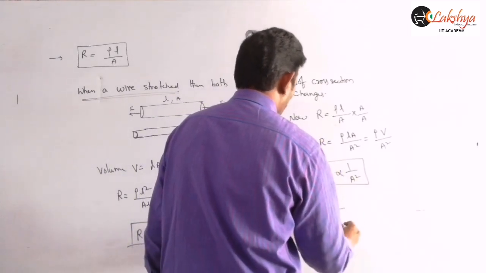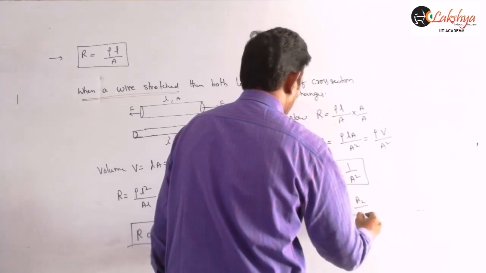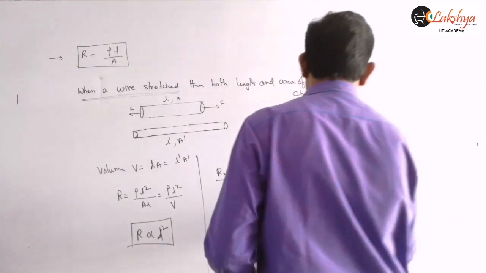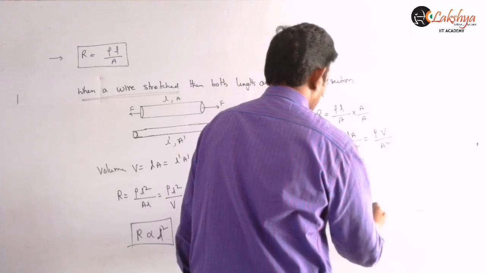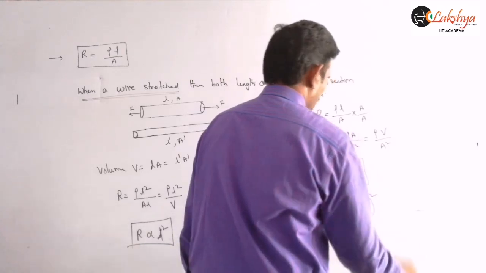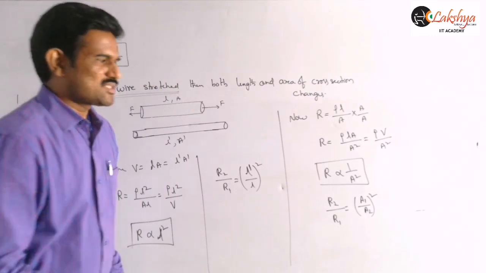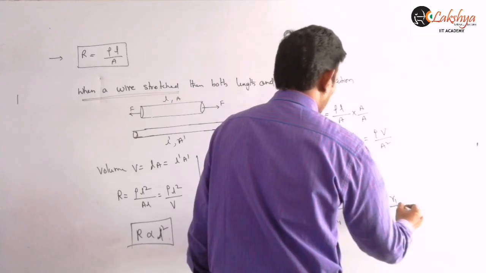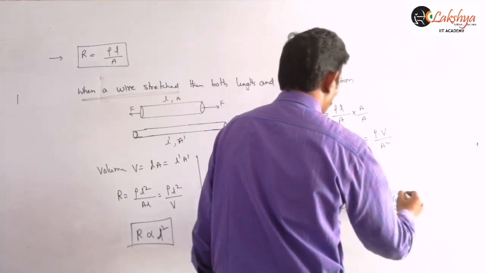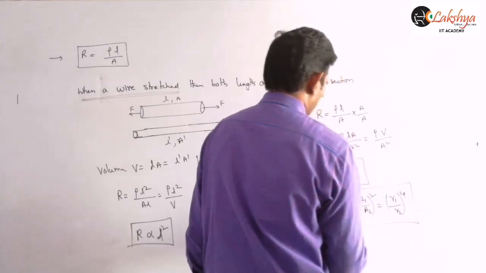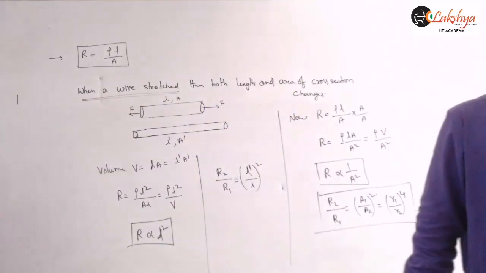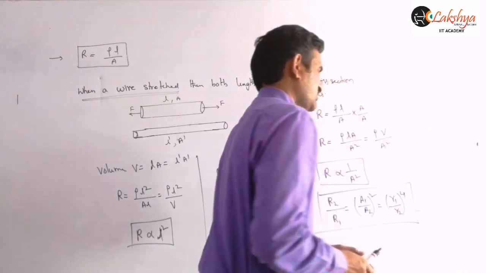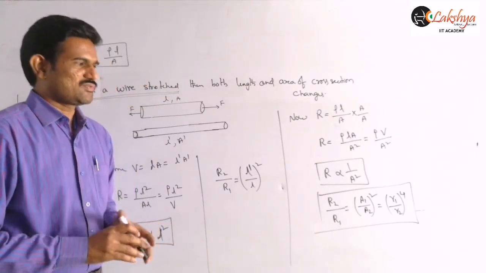So R2 by R1 we can write as A1 by A2 whole square, with the inverse relation. And that relation in terms of radius, if you want to write, A is nothing but pi r square. So I can write this as R1 by R2 whole power 4, because A is nothing but pi r square, so pi r2 square whole square will be there. Then we can express it like this, and such relations we can write there.